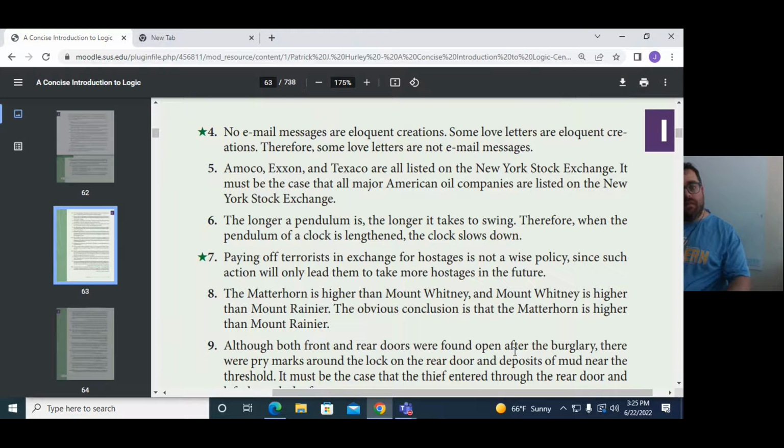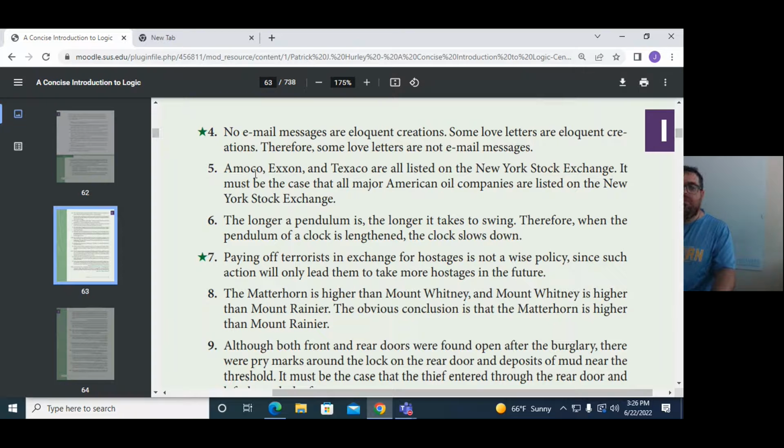Amoco, Exxon, and Texaco are all listed on the New York Stock Exchange. It must be the case that all major oil companies are listed on the New York Stock Exchange. Now, is there any language here that suggests to you that this is deductive versus inductive? Pause to consider. Yes, that's right. This is an inductive argument.